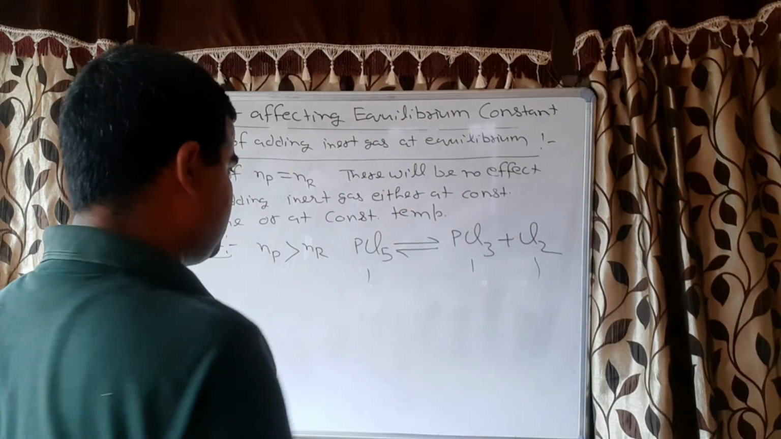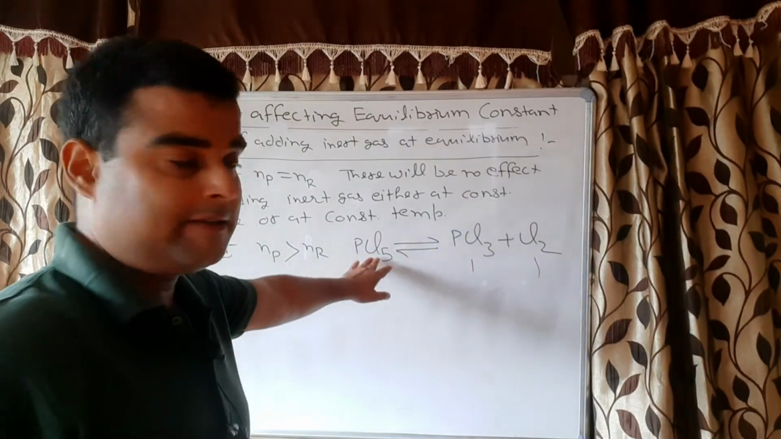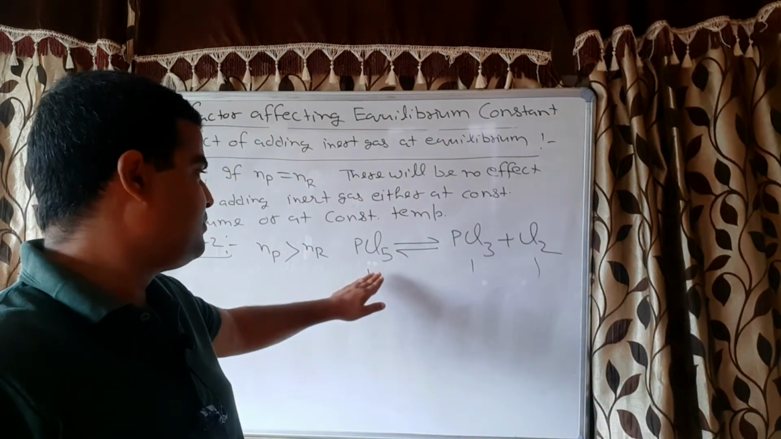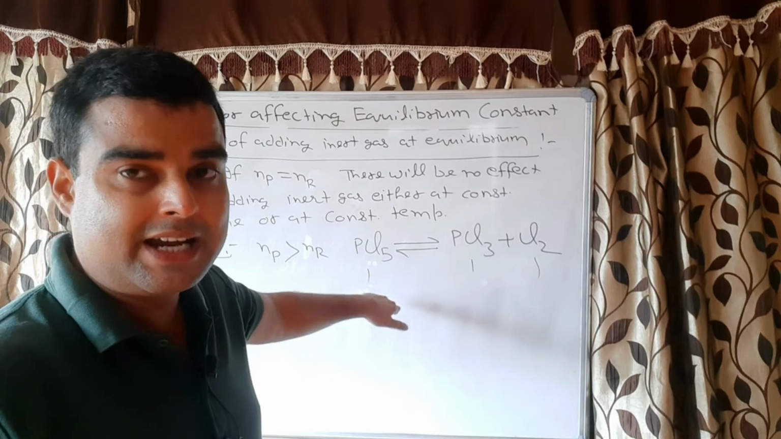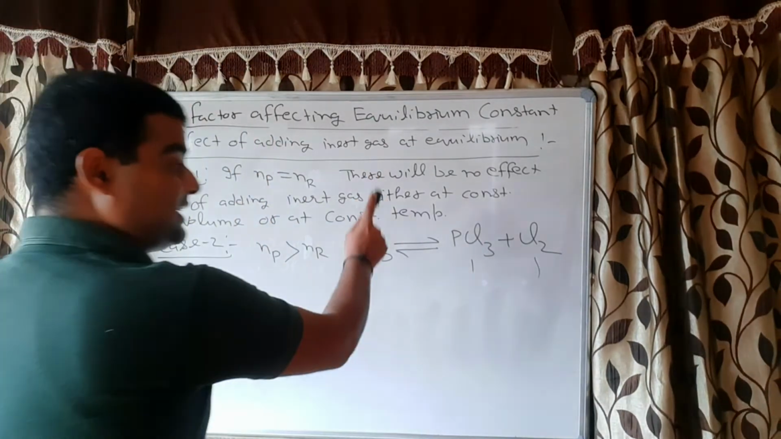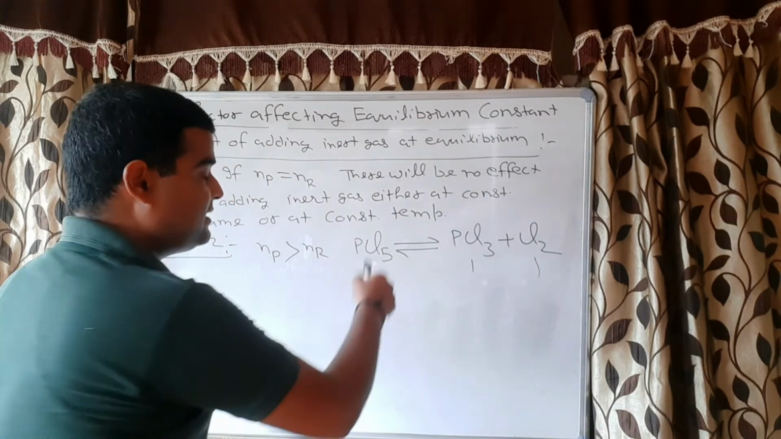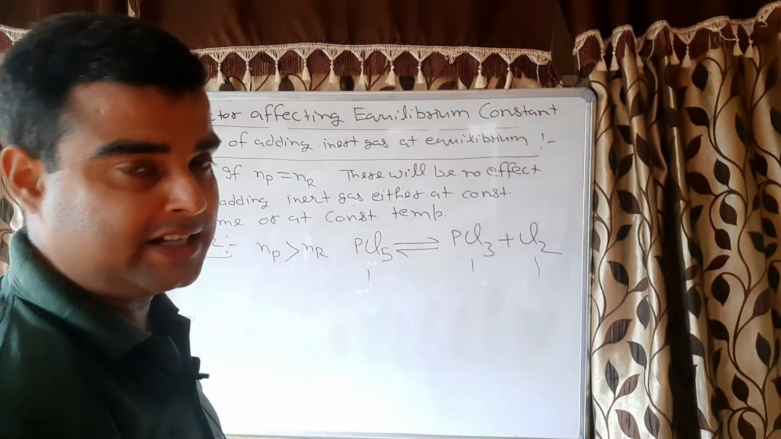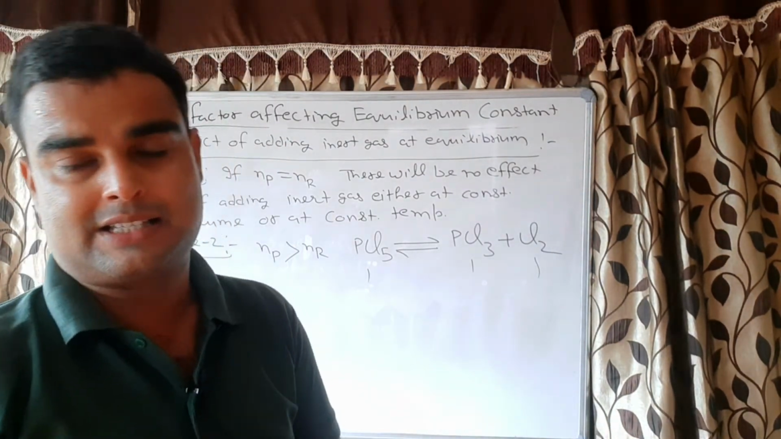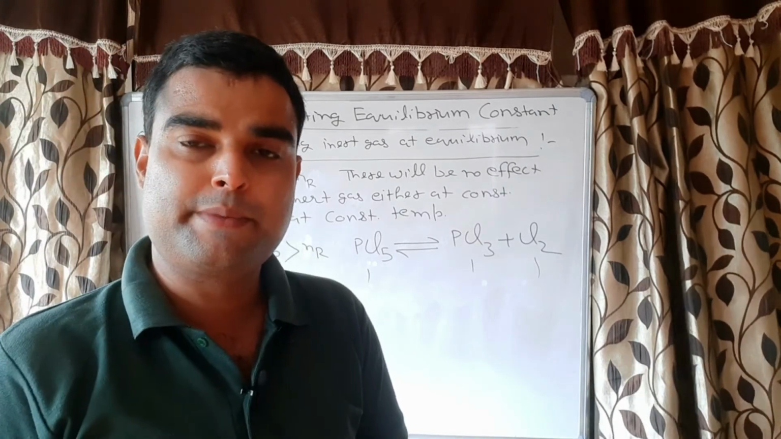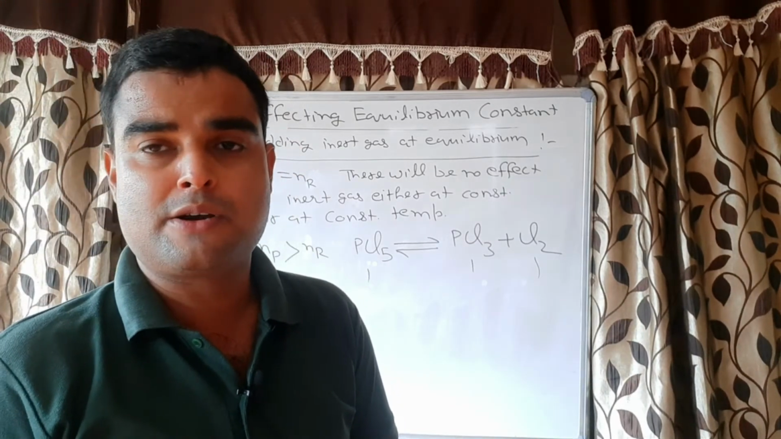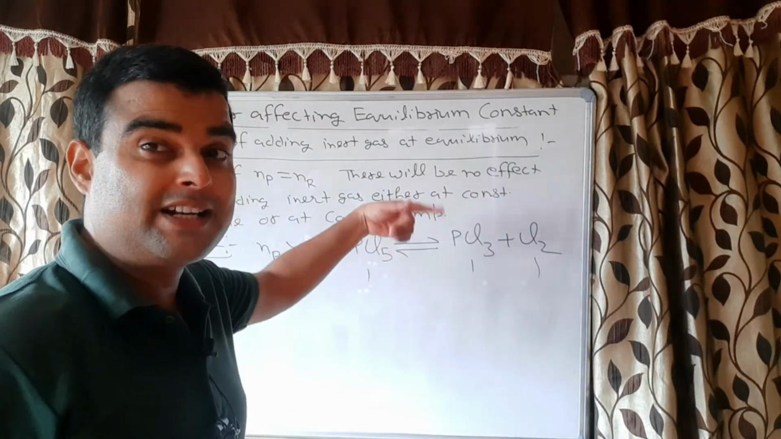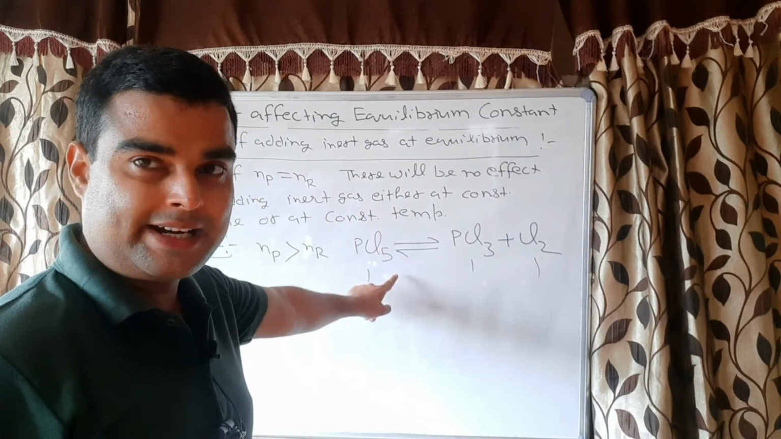What is the meaning of this? When this reaction is proceeding, then the number of product is more than the number of reactant. This we can understand like this. This reaction is feasible only when number of moles of the product is greater than number of moles of the reactant. Now we are adding the inert gas. What is the meaning of inert gas? Inert gas means which will not react or which will not take part in the reaction. But when we are adding the inert gas, it will increase the concentration of reactant, correct?